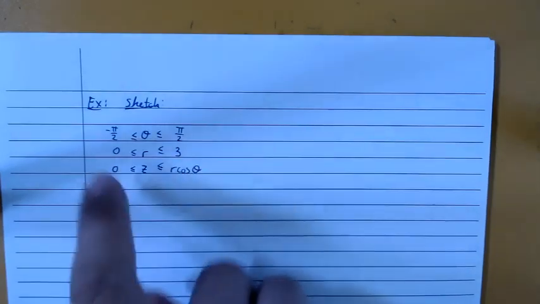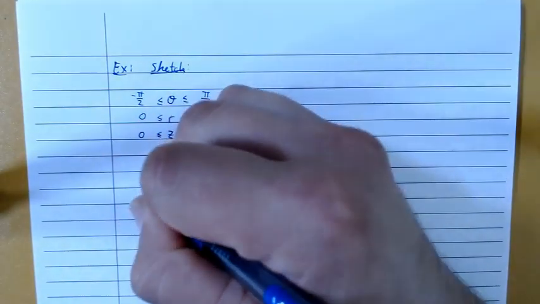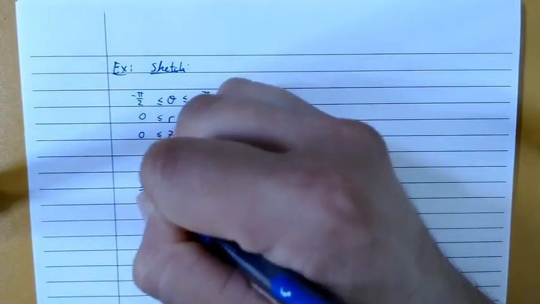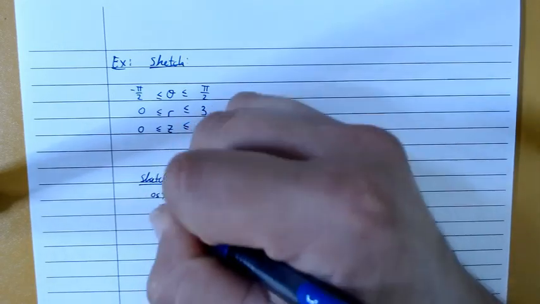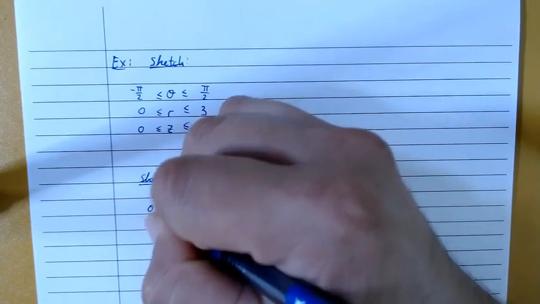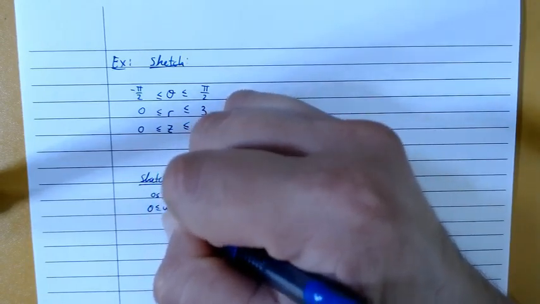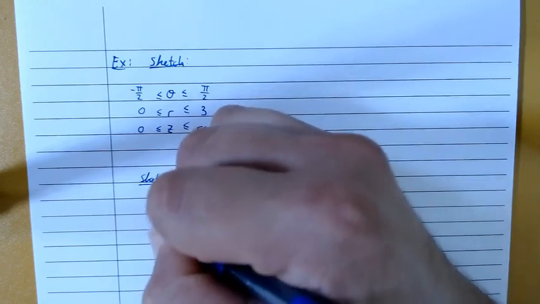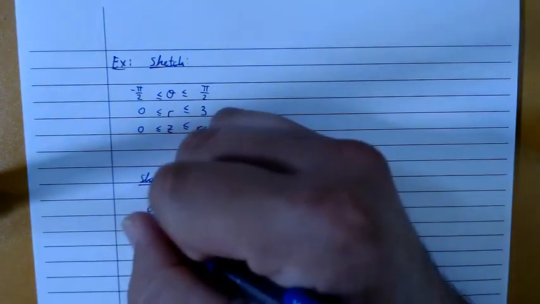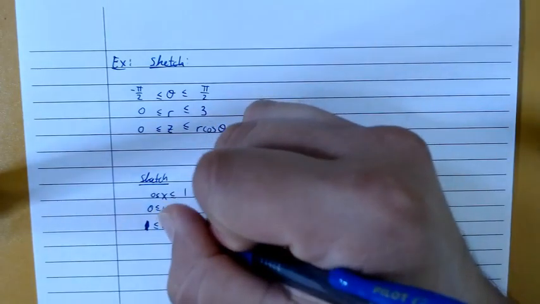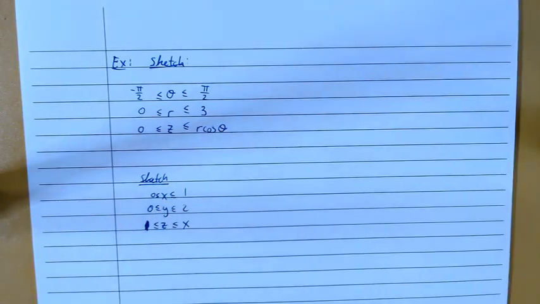So this is kind of like saying, I want to sketch the solid. In fact, let me do that over here. I want to sketch the solid where x is bound between 0 and 1, where y is bound between 0 and 2, and where z is bound between, let's say, 1 and x. You could sketch that.